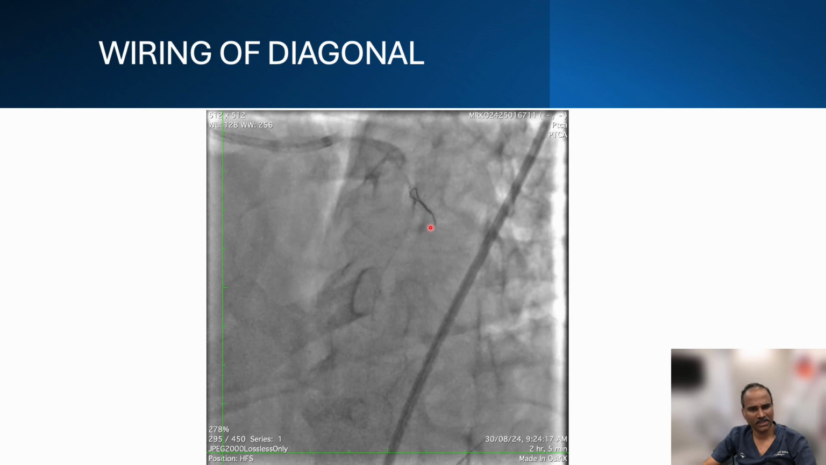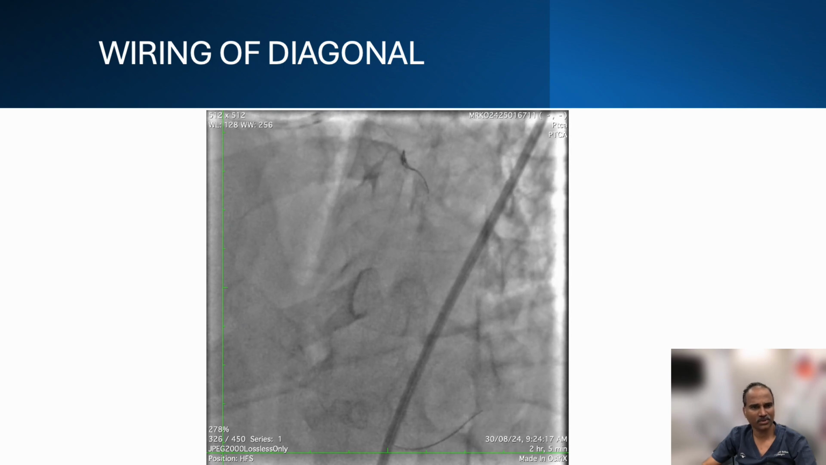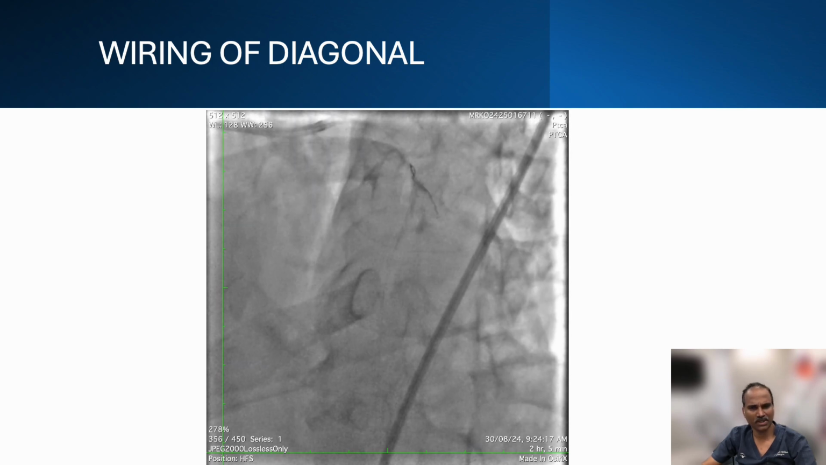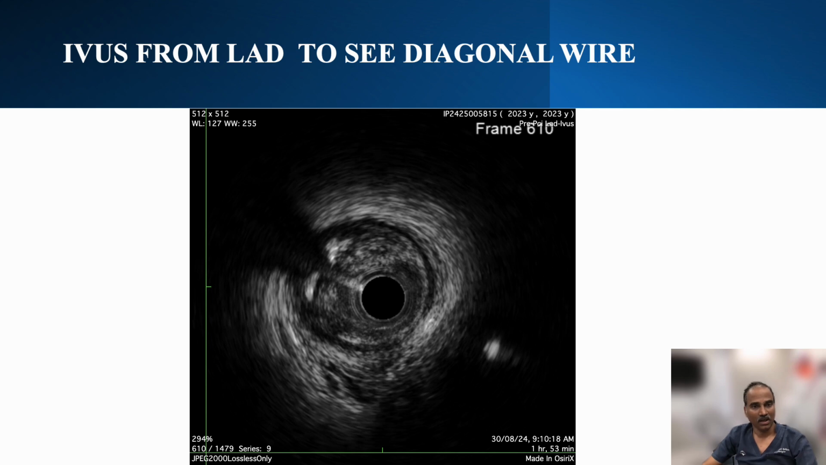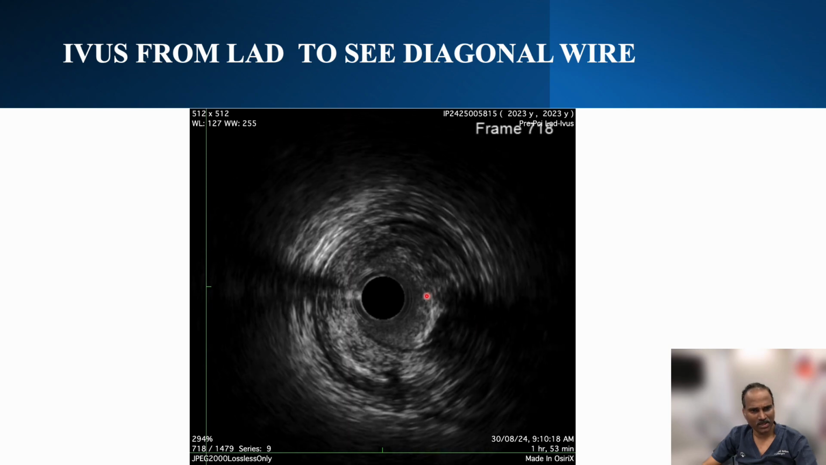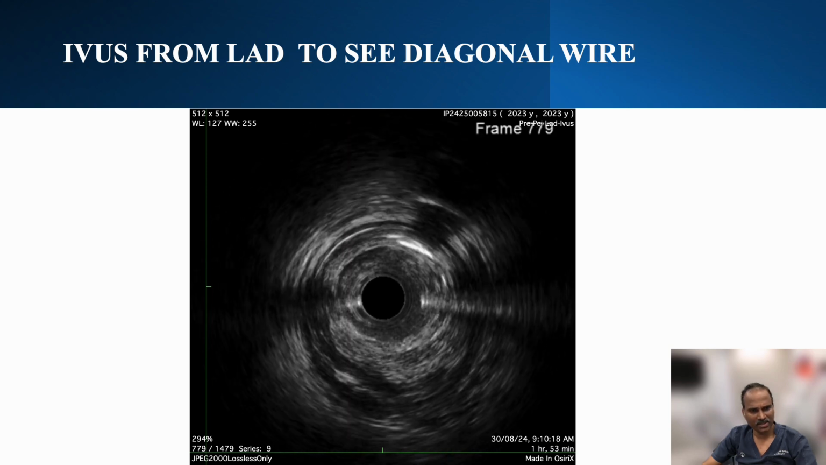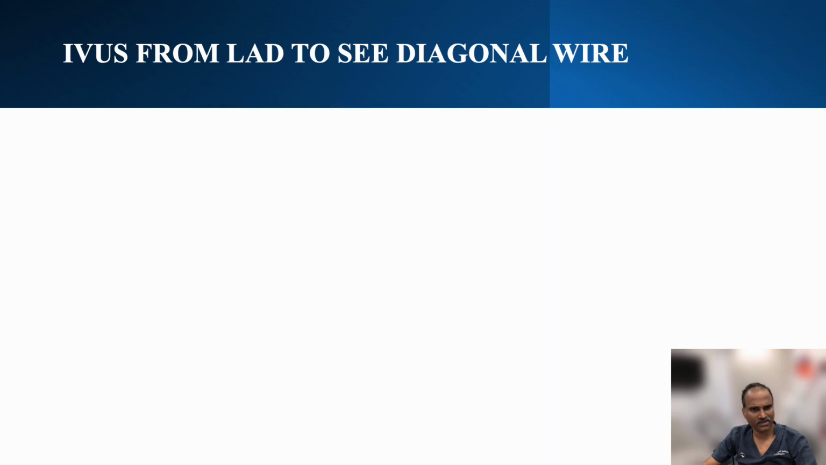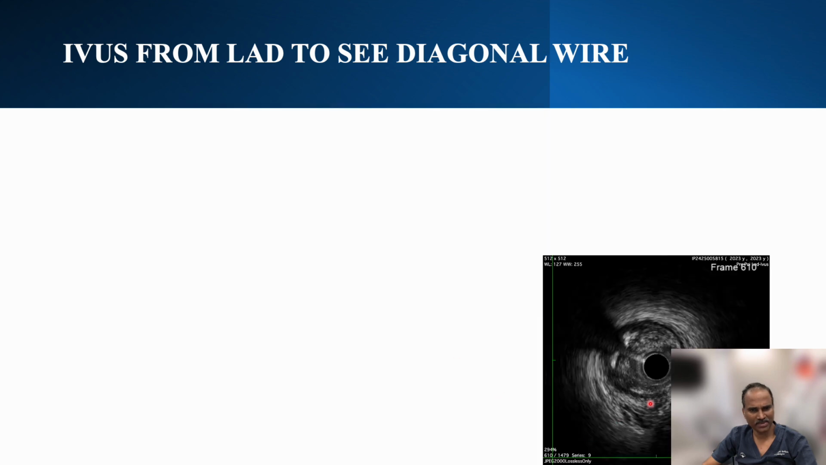In fact, we created a little bit of dissection here, which I will show you in the IVUS, which is okay. So we did IVUS from LAD to understand the diagonal wire position. You can see this is a diagonal wire and almost disappeared and reappeared here. So I'll show you in static images.